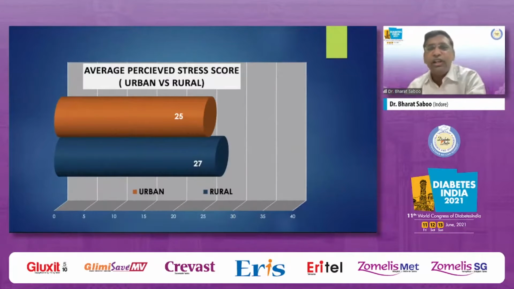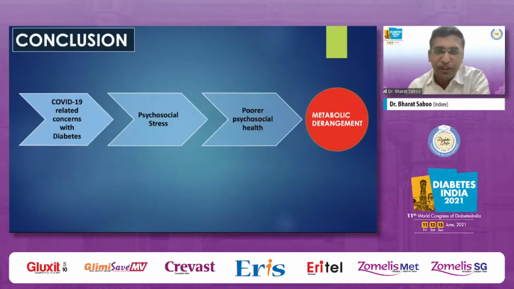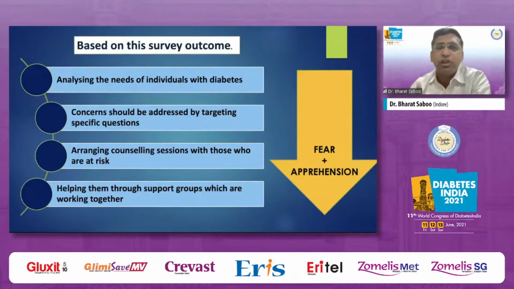And contrary to last year, it was something unusual where we found more stress among the rural population as compared to the urban population. To conclude, we all know COVID-related concerns with diabetes can lead to psychosocial stress, and poor psychosocial health can lead to metabolic derangement, which will make healthcare professionals' job much more bulky.